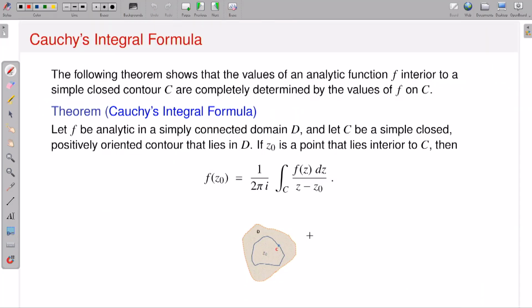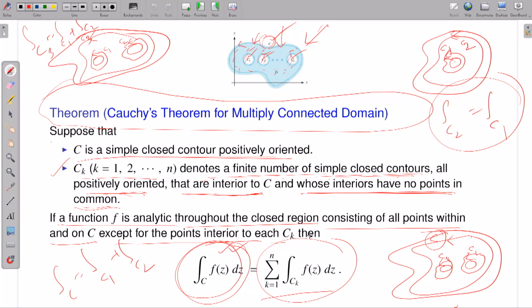Okay, so therefore, what have we learned? Earlier we learned Cauchy's theorem for a simply connected domain. For the multiply connected domain, first we learned the deformation of contour, and then if I have a domain which has finitely many holes, this is the corresponding statement of Cauchy's theorem for a multiply connected domain.